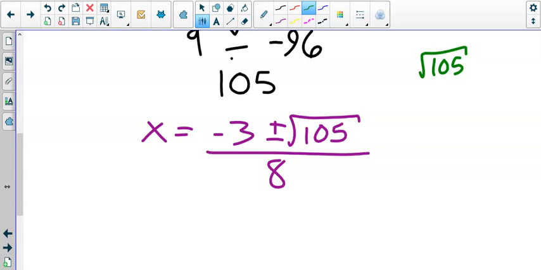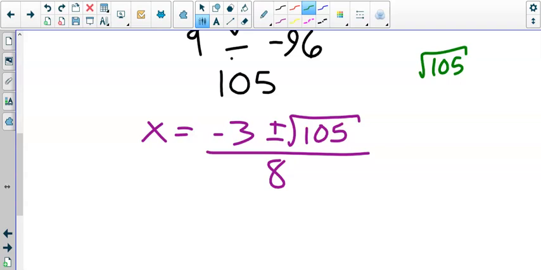Yeah, it doesn't break down. It stays. How did I check it? Remember, I just start dividing by perfect squares. My first perfect square is 4. 105 divided by 4 is not a nice number. It's a decimal. Then I check my next perfect square. 105 divided by 9. Nope, doesn't work. Then I check the next one. 105 divided by 16. Nope, still a decimal.